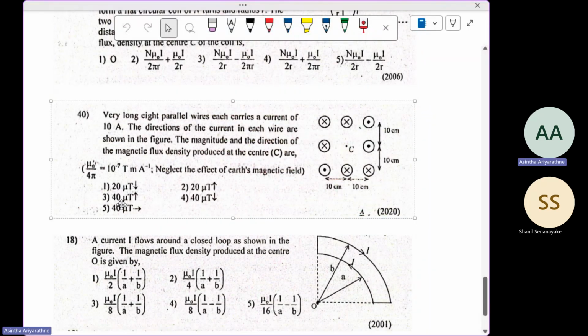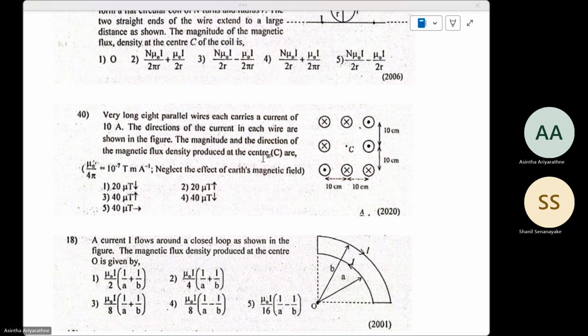Let's try 40. There are eight very long parallel wires, each carrying a current of 10 ampere. The direction of the current in each wire is shown in the figure. Find the magnitude and direction of the magnetic flux density produced at the center C. Mu naught over 4 pi is given as 10 to the power minus 7. Neglect the effect of Earth's magnetic field.